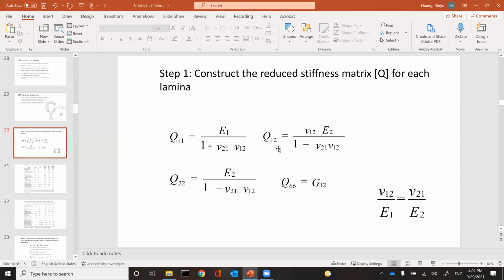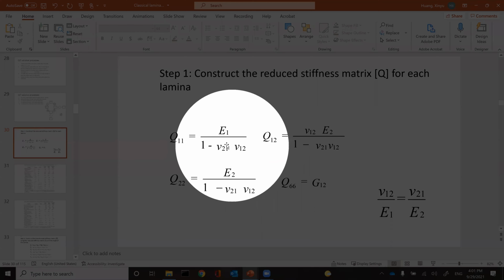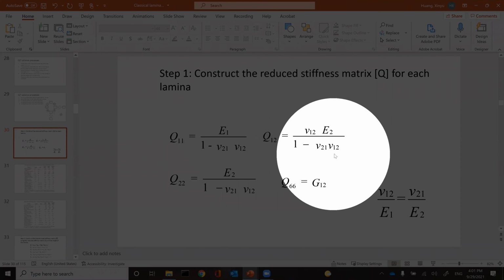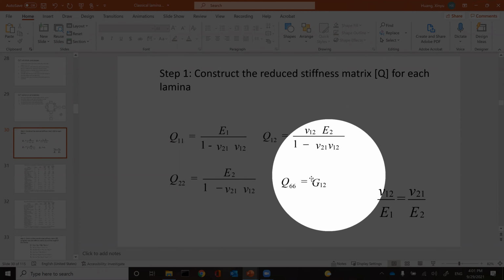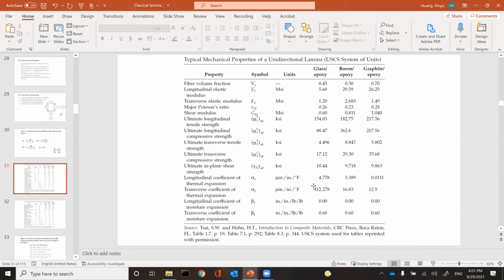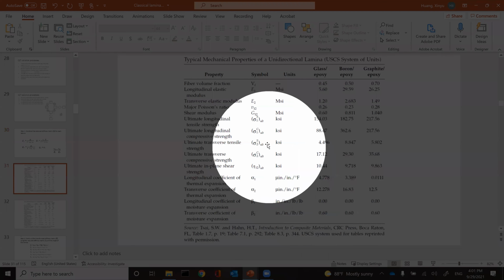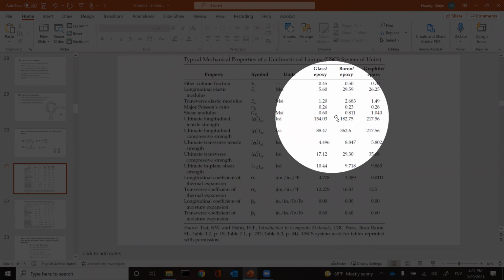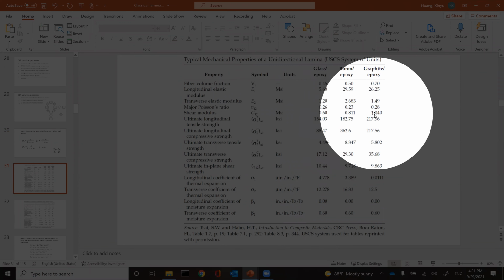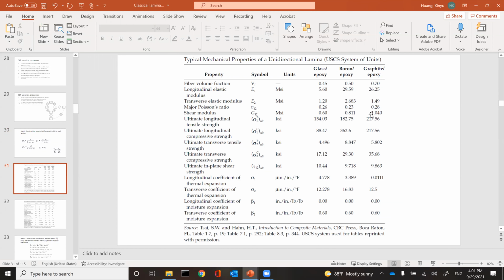This is in the material coordinates. 1 and 2 are material directions. 1 is fiber, 2 is transverse. Okay. Any questions? I assume now you can calculate Q, right? Pretty straightforward. You just read off the material properties from the table, E1, E2, and you figure out nu12, nu21. G12 is also given. This is G12, this number right here, 1.04 million PSI.